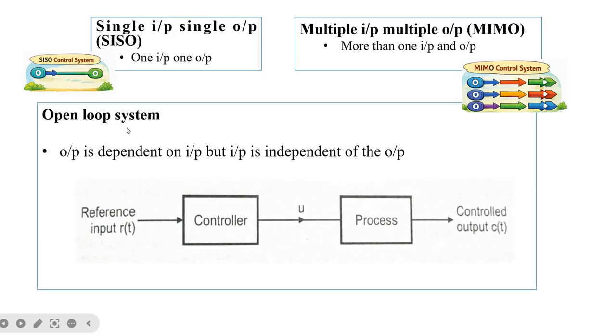One more type of control system is the open loop control system, which can be defined as a system in which the output is dependent on the input, but the controlling action, or the input, is totally independent of the output or changes in the output of the system. Because you don't have any feedback element here, your input is totally independent of the output. Here you have a controller to which we give the reference input R of t. It will generate an actuating signal U, which is given to the process, and then we get the controlled output. Here R of t is the reference input and C of t is the controlled output.